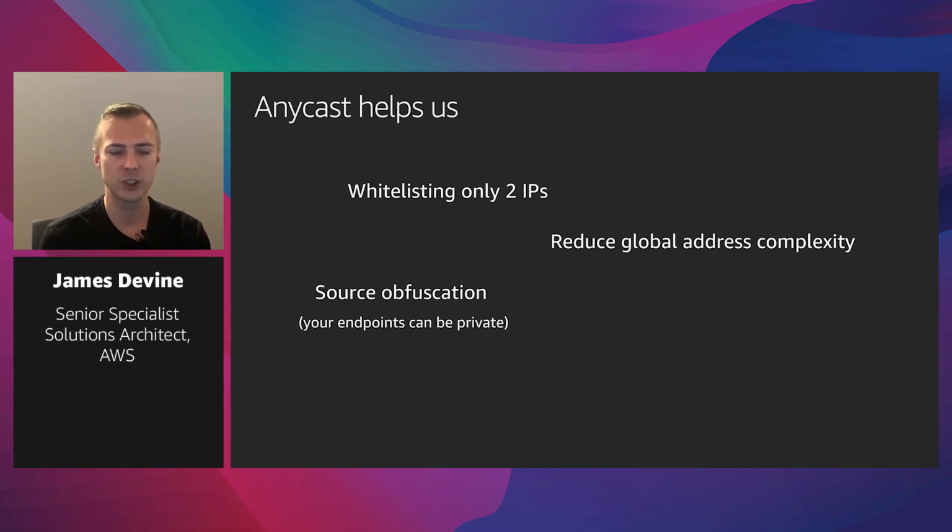We can also do source obfuscation. So if you want endpoints that are truly private and can't be reached at all, we can support that with Global Accelerator. We can have private EC2 instances and private application load balancers. This is actually pretty powerful as well. We can have completely private infrastructure without public IPs. So Global Accelerator is our true entry point into the application, and there's no way to get in without that because it's all private IP addressing for the backend infrastructure.